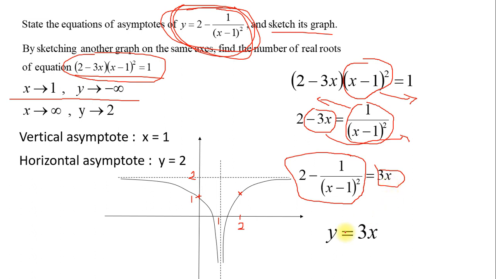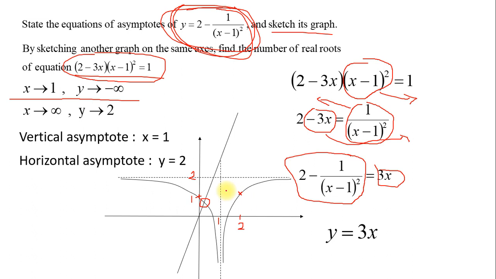So which means we have to draw y equals 3x. Now this is the another graph that we need to draw. Now it's a linear graph, a straight line, a very simple one. So this is the graph, y equals 3x. So the question says find the number of real roots. So you look for the intersection point. We see that there is only one intersection point here. So what is your conclusion? Yes, there is only one real root.